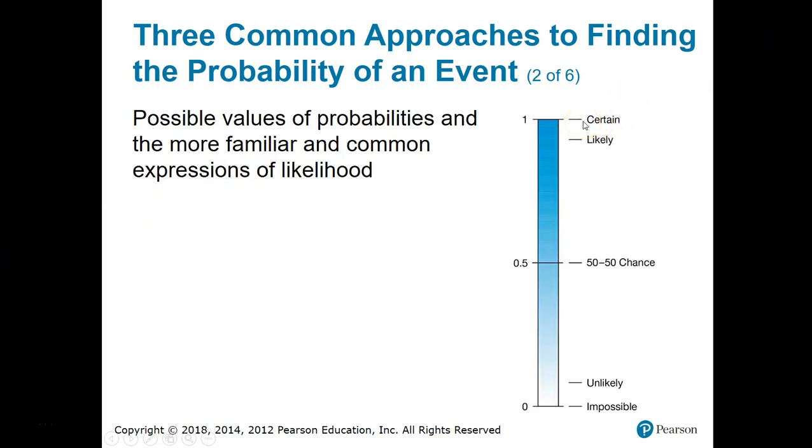At 1, something is certain to happen, most likely. Here, something is likely to happen. 50-50 chance means equally likely to happen. Now, be very careful with 50-50. People overuse and abuse 50-50 so much. And 50-50, notice, is also 1-to-1. So it's going to be the same thing there.